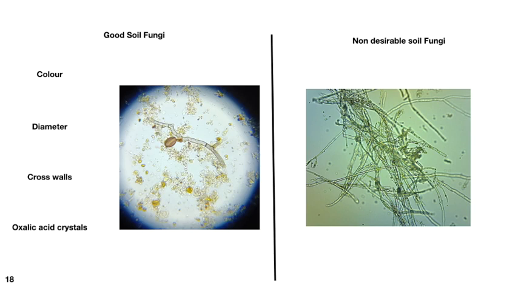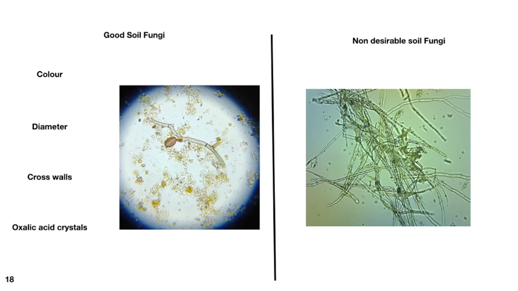On the right side there you can see the non-desirable soil fungi. So typically they are colourless under the microscope. Their diameter is quite narrow in comparison to good fungi. They are approximately 1.5 to 2.5 microns wide, or to 3.5 in some cases, but typically about 1.5 to 2.5.